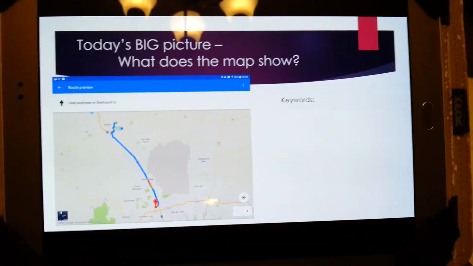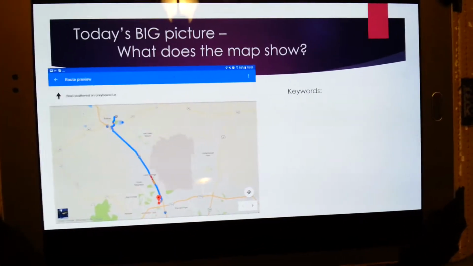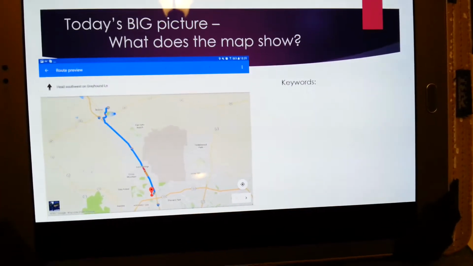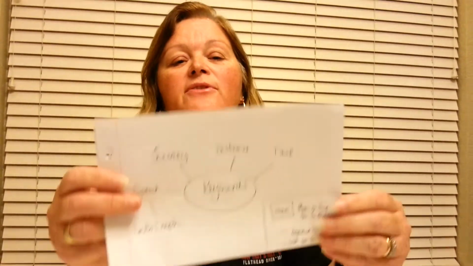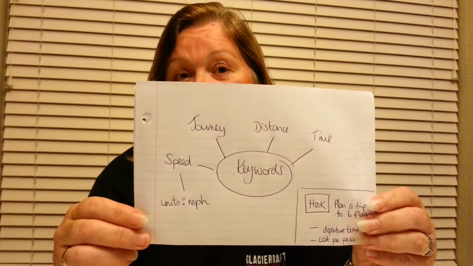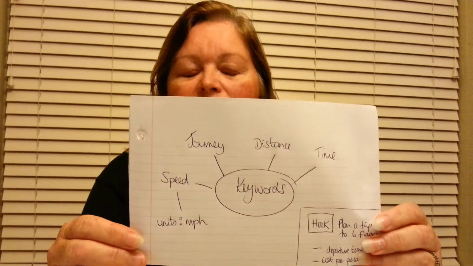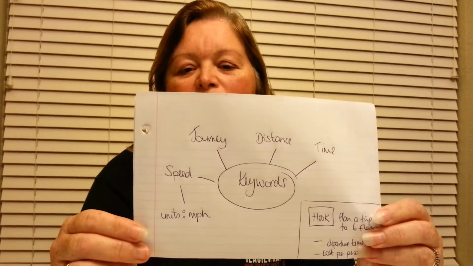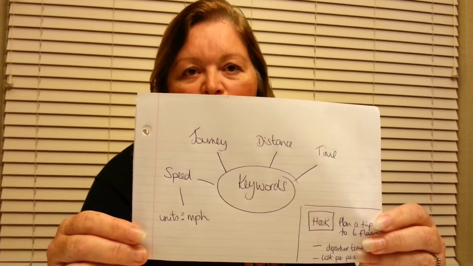What's our big picture for today? Right, who can tell me what the map shows? So at this time, I'd basically be asking the kids to give me the key words for today. And I'd want them to make a note of that on their worksheet. So specifically, the key words would be things like journey, distance, time, things that they're familiar with, but also maybe to reinforce the units of miles per hour.